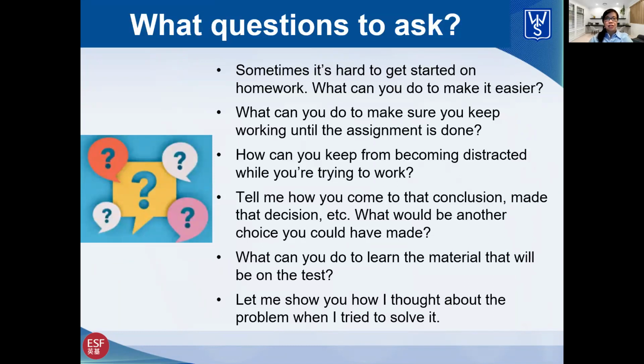Here are some questions to ask your child, which will help to identify the obstacles that get in the way of task initiation. You can say to your child, sometimes it's hard to get started on homework. What can you do to make it easier? What can you do to make sure you keep working until the assignment is done? How can you keep from becoming distracted while you're trying to work? Tell me how you came to that conclusion. How was that decision made? What would be another choice you could have made? What can you do to learn the material that would be on the test? Let me show you how I thought about the problem when I tried to solve it.